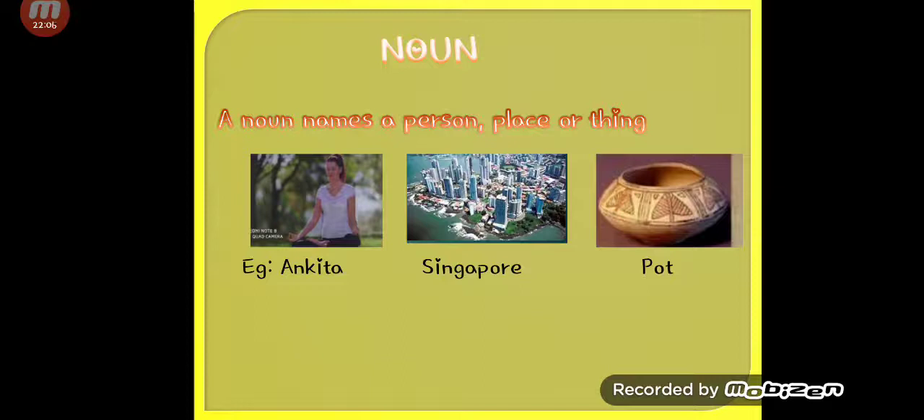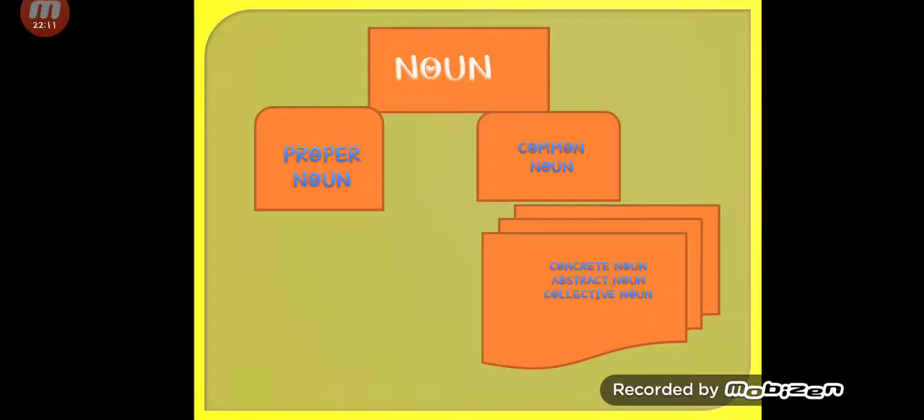Nouns are proper nouns and common nouns. In the common noun, again there are concrete noun, abstract noun, collective noun. A proper noun names a particular person's name or a place name. These are proper nouns. For example, Ankita, it's a proper noun.